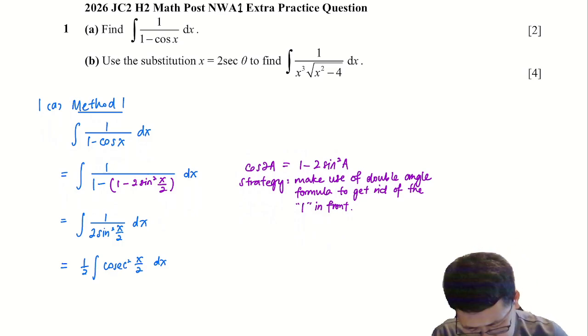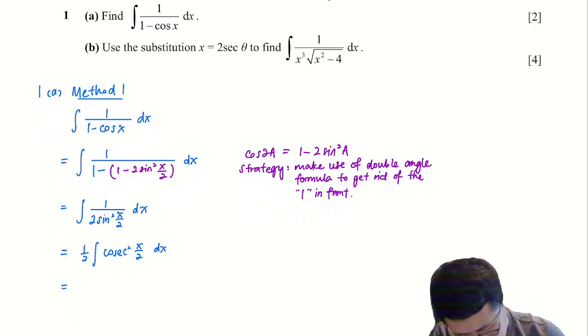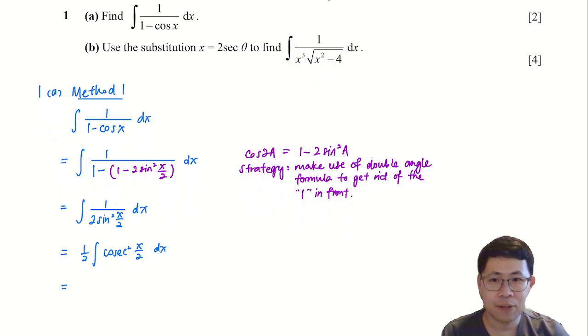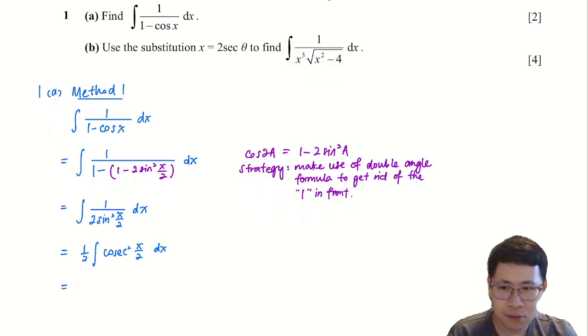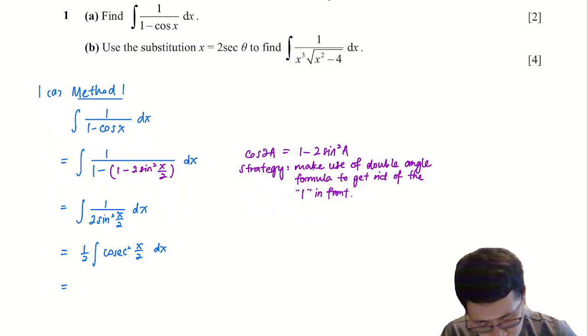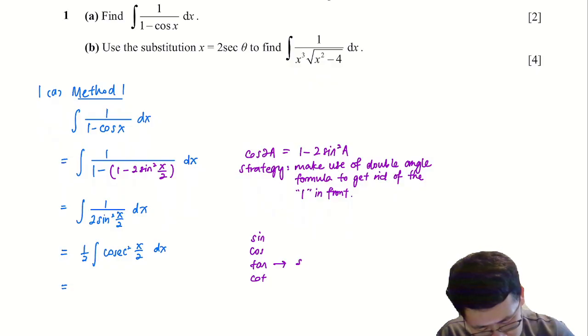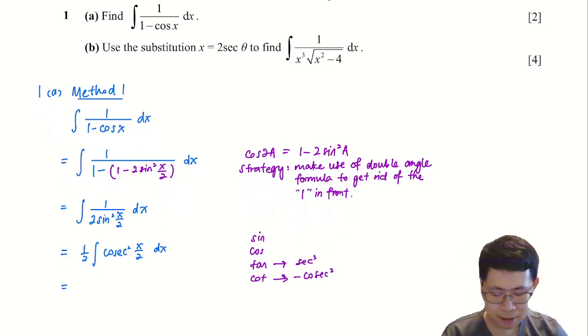With this over here, what do we do next? How do we integrate cosecant square? This one you have to recall from your differentiation, because this one is not in the MF27. Recalling from differentiation, you know how to differentiate sine, cosine, tangent, and at the same time, you can extend in A level to differentiate cotangent. Differentiating tangent will give you secant square, so differentiating cotangent will give you negative cosecant square, like this.